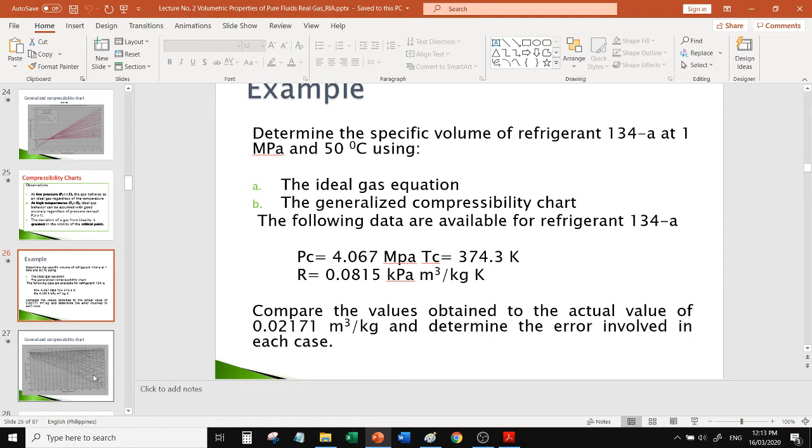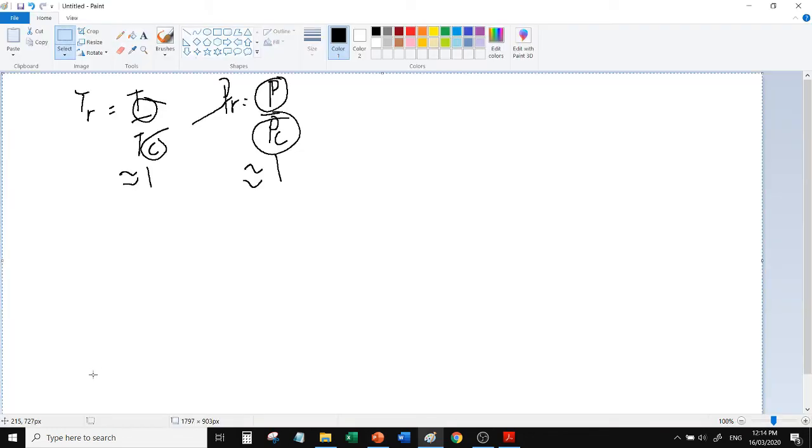Sige, let's try this problem. Determine the specific volume of refrigerant 134-A at 1 megapascal and 50 degrees Celsius using the ideal gas equation and the generalized compressibility chart following. So, binigay na yung data ng critical pressure and temperature for refrigerant 134-A. Binigay na rin yung R na gagamitin. Compare the values obtained to the actual value, which this is the actual specific volume of the refrigerant, and determine the error involved in each case. Okay, let's solve the problem.